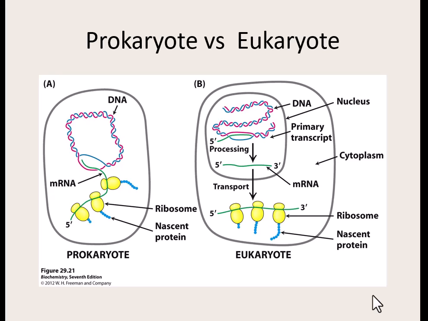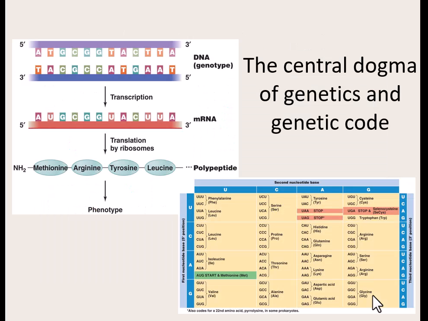You still have that message, and it's still going to get read by ribosomes, the two blobs that are going to sit there and read it 3 letters at a time and start making your amino acid sequence. A nascent protein just means it's like a building protein. It's still getting bigger as it's adding one amino acid at a time.